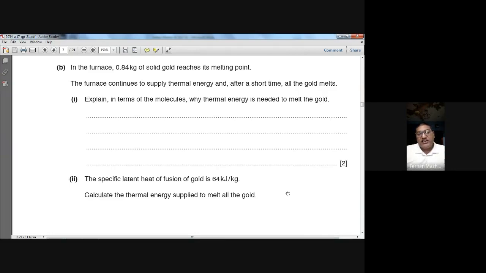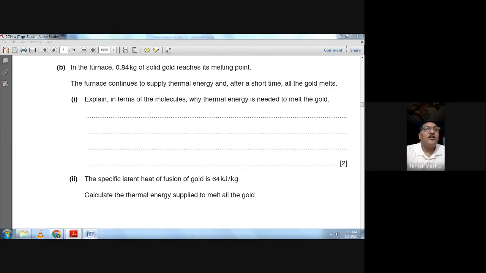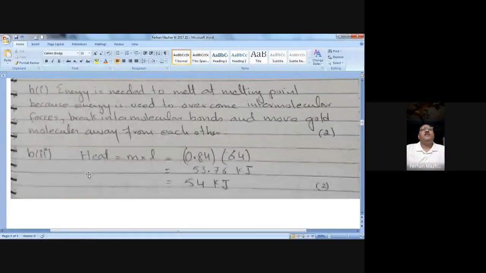And you know the latent heat, or you can say the heat during the melting at the melting point, for what is it used? It is used to overcome the intermolecular forces. It is used to break the intermolecular bonds. It is used to move the molecules of the gold away from each other. I have written this answer also on a paper. Energy is needed to melt at the melting point because energy is used to overcome intermolecular forces, break intermolecular bonds, and move gold molecules away from each other. This is a 2 mark question. I hope it is clear to you.